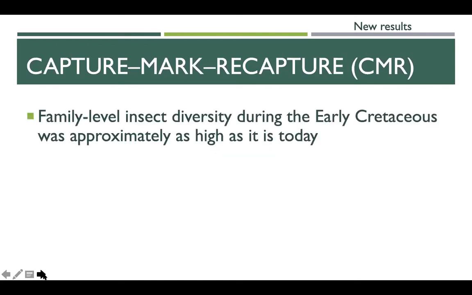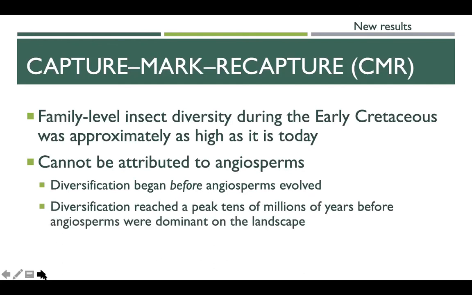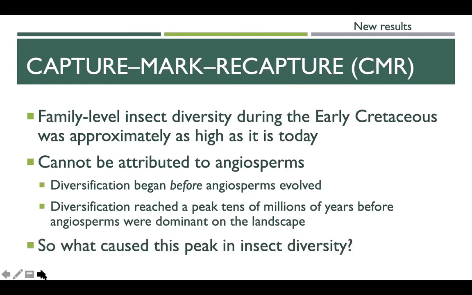This shows us that family level insect diversity during the early Cretaceous was approximately as high as it is today. And this cannot be attributed to angiosperms because it predates angiosperms. So the diversification of insects is happening before angiosperms evolved, and this diversification reached a peak tens of millions of years before angiosperms were truly dominant on the landscape. And so this raises the question, if angiosperms didn't cause this peak in insect diversity, then what did?